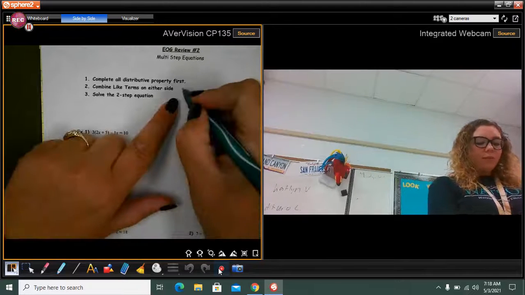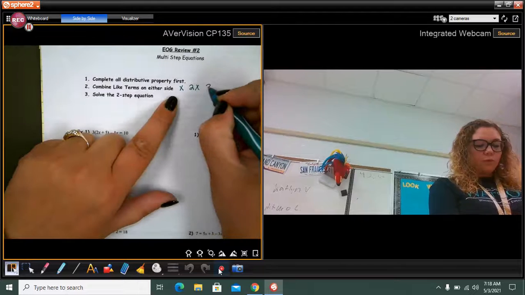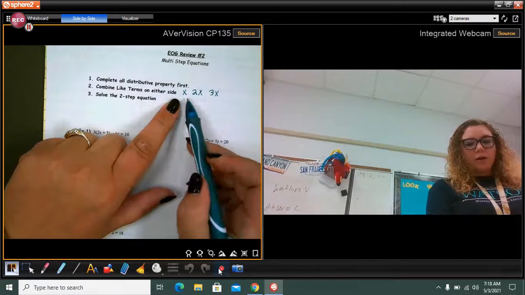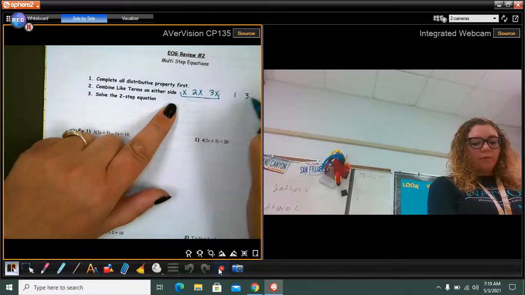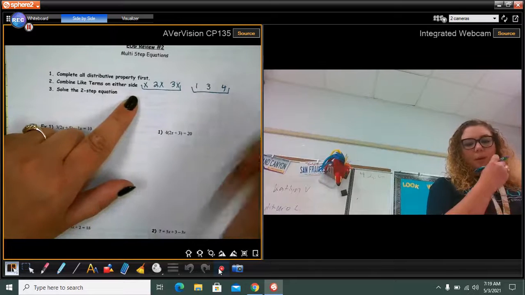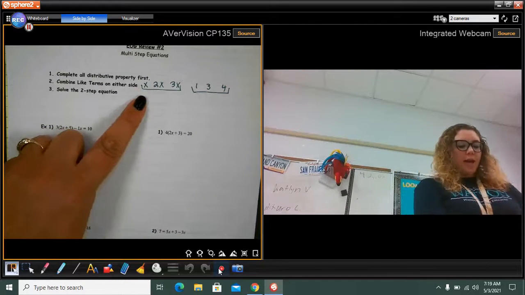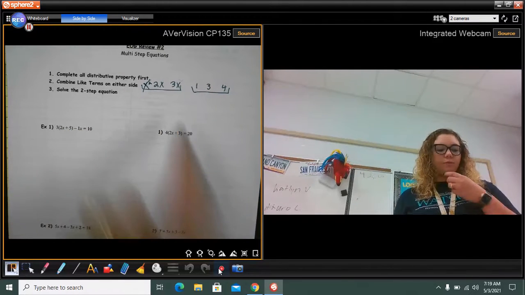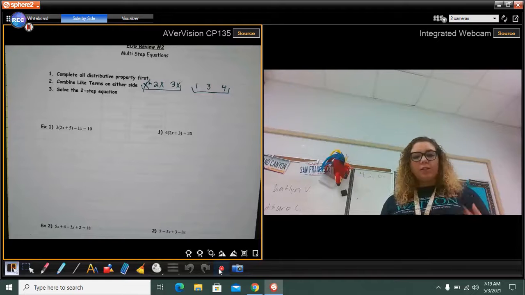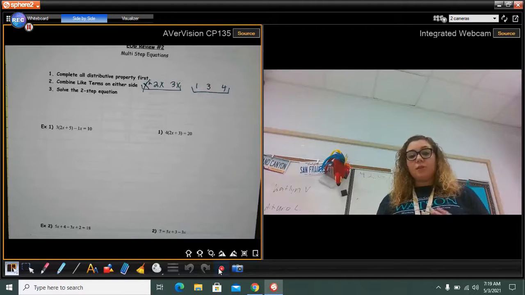A like term is when you have the same variable. These are all like terms. If you don't have a variable, these are like terms also. We have the same exponent. If I were to add the 2 here, that would no longer be a like term, only these 2. And then you're going to solve the 2-step equation. So you can always make these equations into a 2-step.